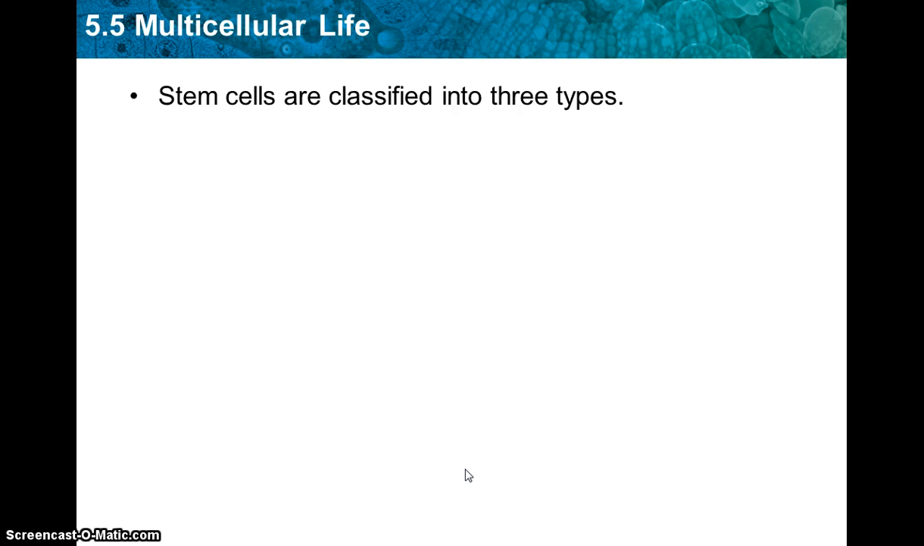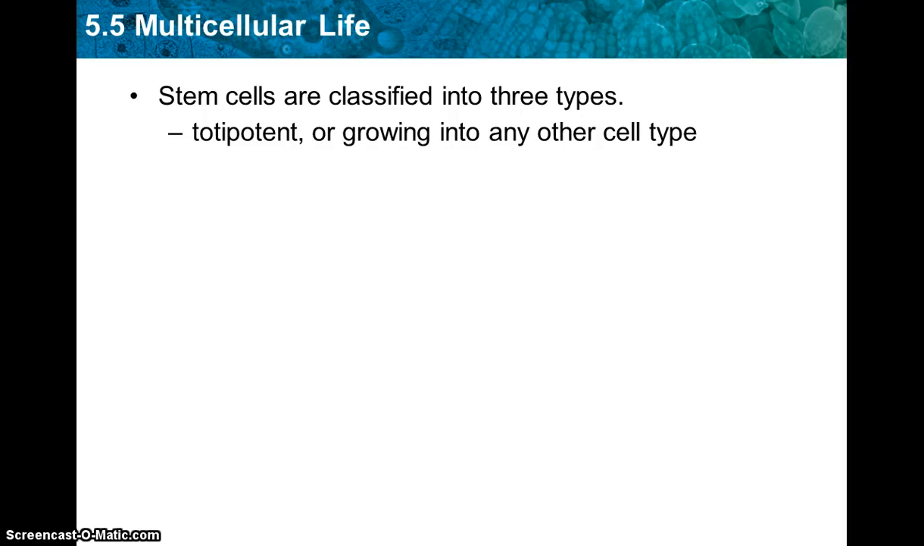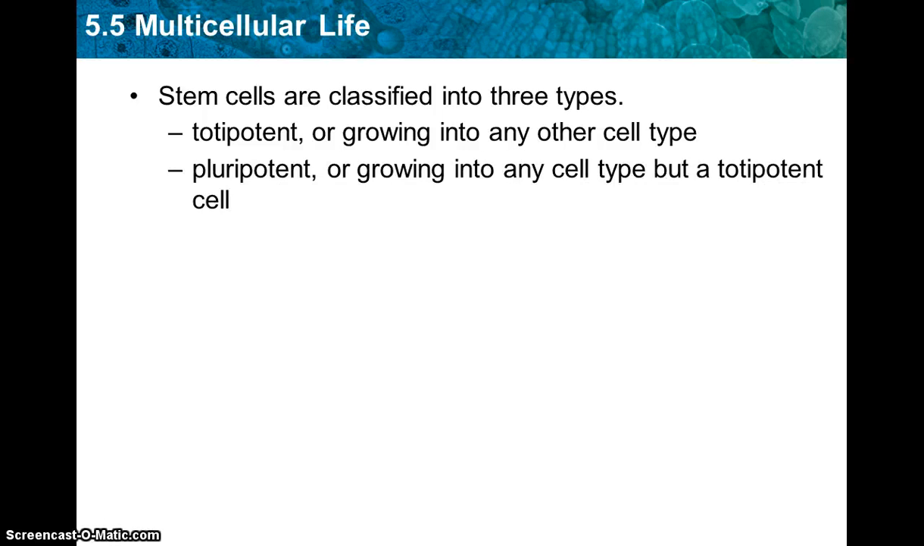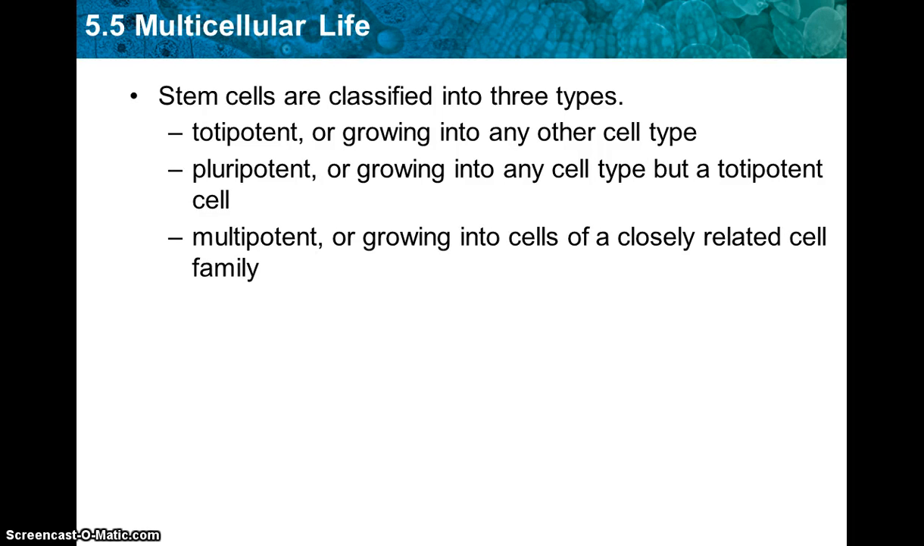Stem cells are classified into three different types. We have the totipotent, which are stem cells that can grow into other cell types. Only a fertilized egg and cells produced by the first few divisions of an embryo are going to be totipotent. We have the pluripotent, which are cells that will grow into any other type of cell except for a totipotent stem cell. And then we have the multipotent stem cell, which will grow only into cells that are closely related to its cell family.